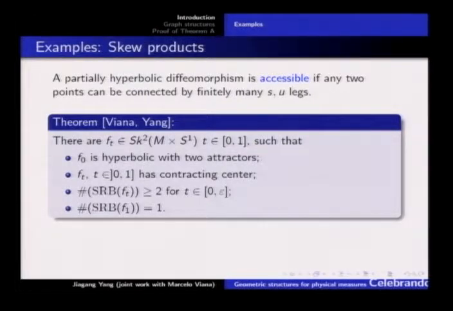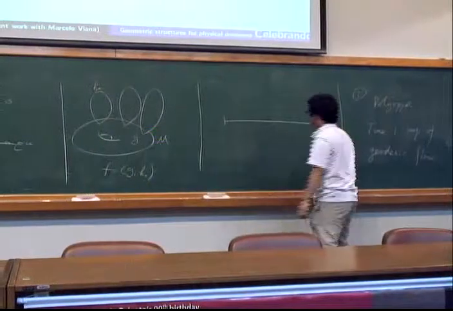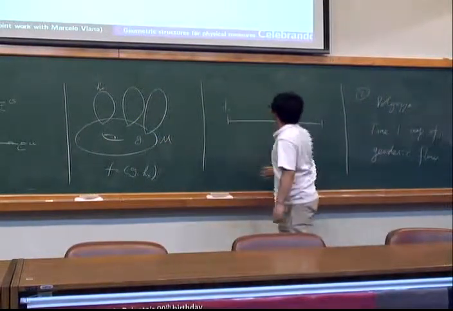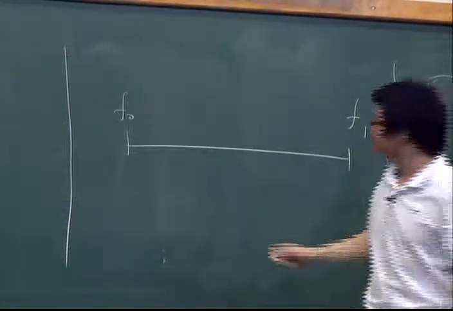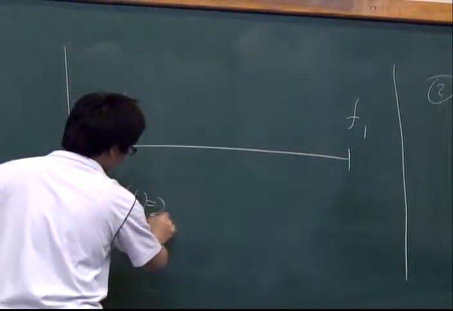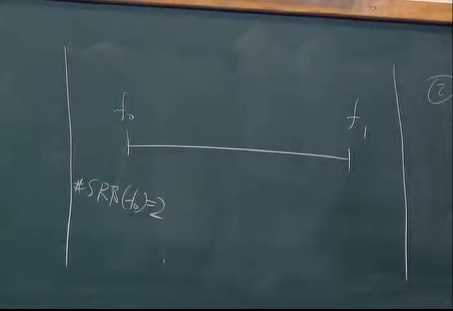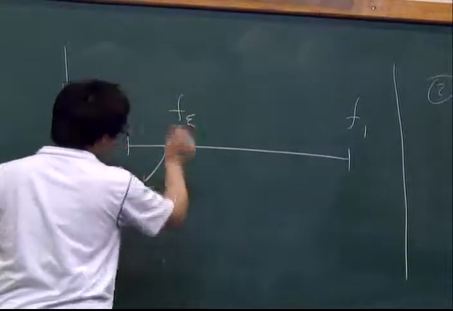So we would like to know what happens during the process. Because we have 2 measures, and then finally we have only 1 measure. So something happens. We would like to understand what happens. So the picture is like so. We have F0, we have F1. For F0, we have 2 physical measures, SRB measures. And because it's hyperbolic, it's robust. In a neighborhood, it's always hyperbolic. So in a neighborhood, for F epsilon, you always have 2 physical measures.